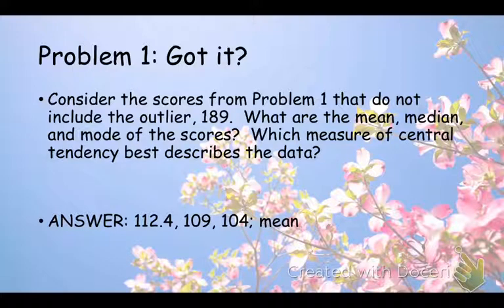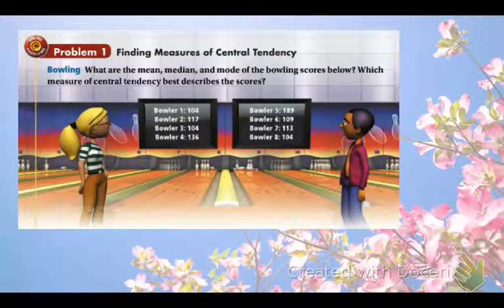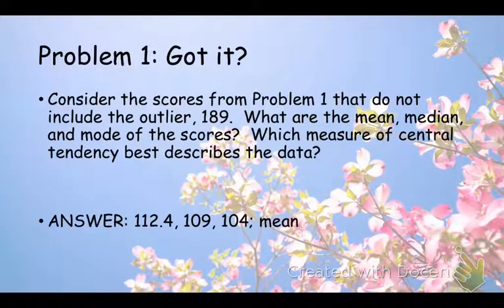Something that I did not mention when we were looking at the actual problem 1 is that when we are looking at the data for the bowlers here, 189 is an outlier. So if I'm trying to summarize my entire set of data, using the mean is not the best representation of the data because of that outlier. 189 is so far off from the rest that the mean is not an accurate representation. So the median would be better in this case. But in our got it, the mean is the best because we got rid of that outlier.